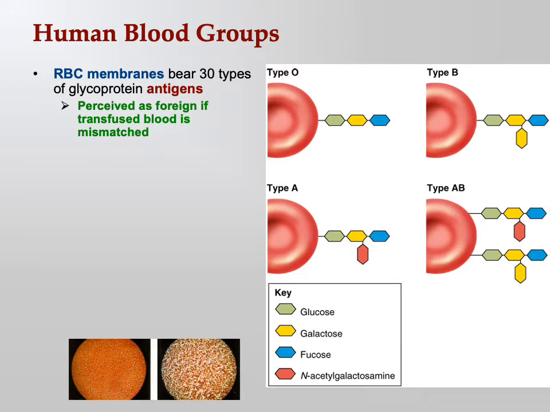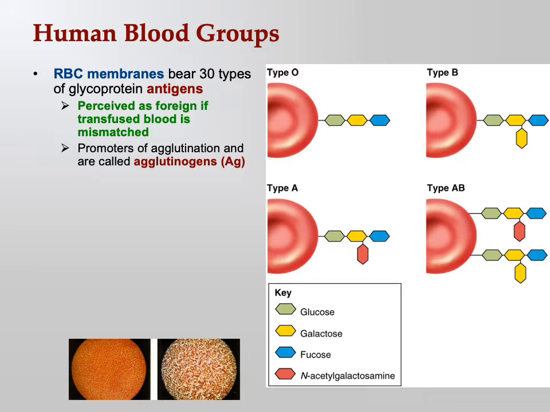So if you give the wrong type of blood to somebody, if they don't have the right glycoproteins on them, then your immune system thinks that that blood is a foreign pathogen, a foreign invader, and it will attack it. And that's when the transfusion reaction happens. That's why it's so critical to make sure to give a correct transfusion. Otherwise, the immune system will spring into action to try to kill what it perceives as invaders.